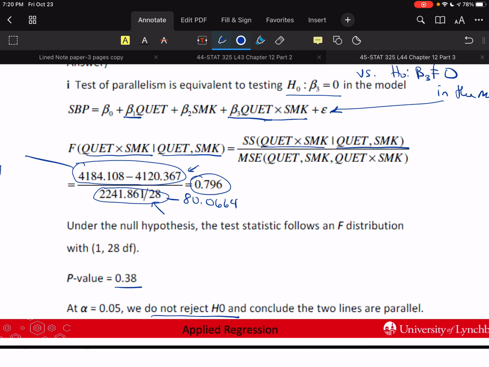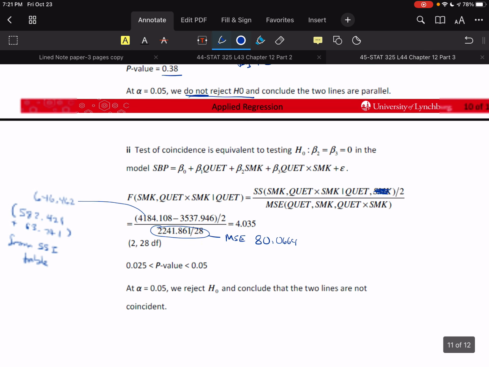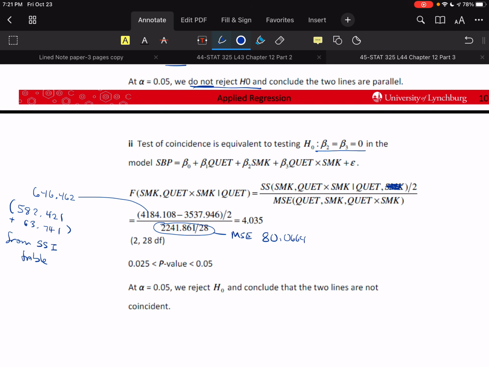So there does not exist sufficient evidence to support the claim that beta 3 is not equal to 0 at a 95% confidence level using a simple random sample of n equals 29.